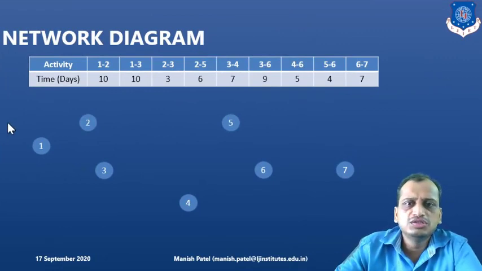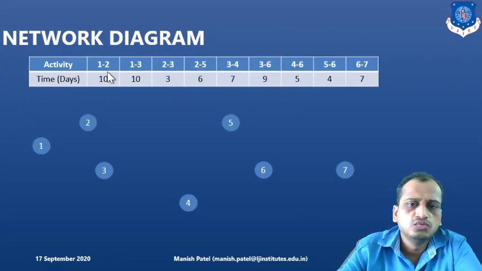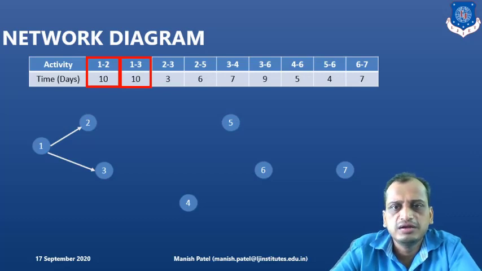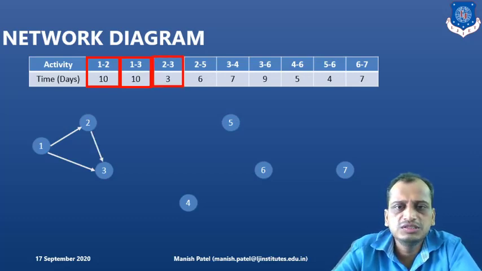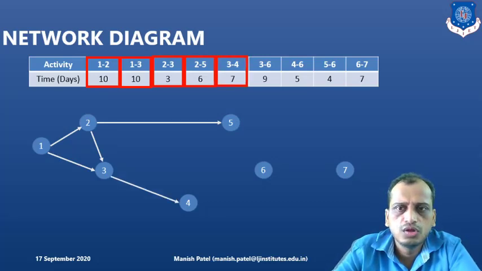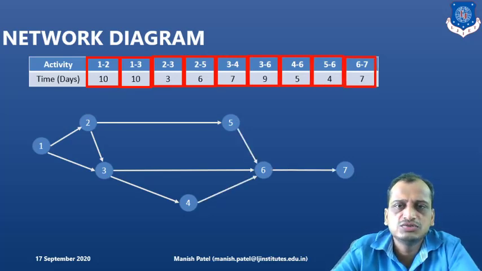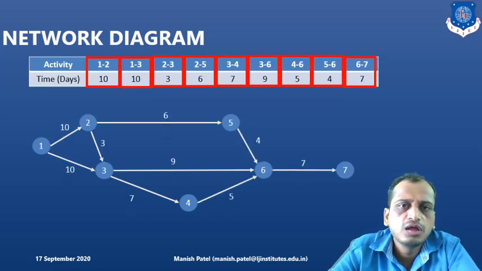So here, from 1 to 2, we will connect with an arrow, the relationship. Next is 1 to 3. We can connect with an arrow. Same from 2 to 3, 2 to 5, 3 to 4, 3 to 6, 4 to 6, 5 to 6, and finally 6 to 7. We will also write down the duration of the activities.